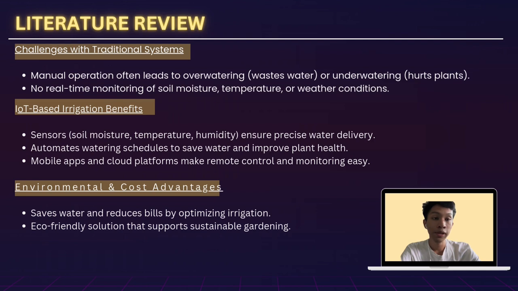IoT-based irrigation benefits. An IoT-based system like ours offers many benefits. First, sensors ensure precise water delivery, improving plant health while saving water. Second, automation optimizes watering schedules. And third, the mobile app provides remote control, making it easy to monitor and manage plants anytime and anywhere.